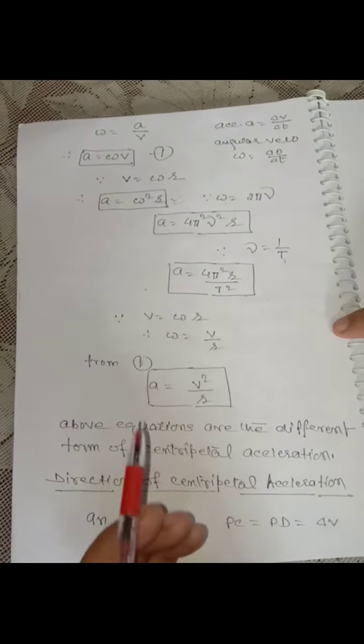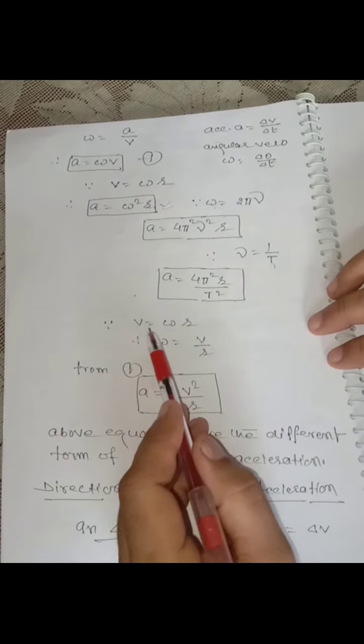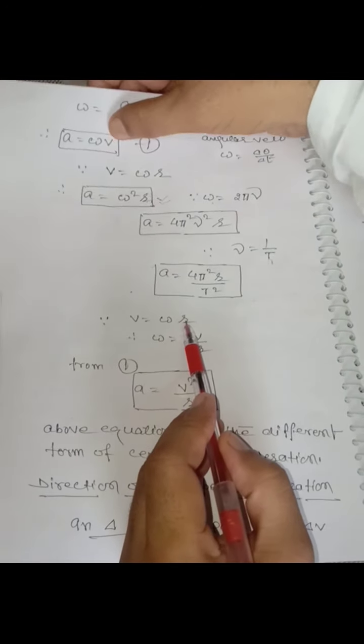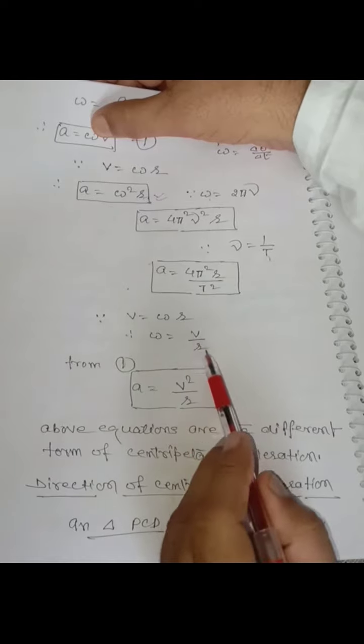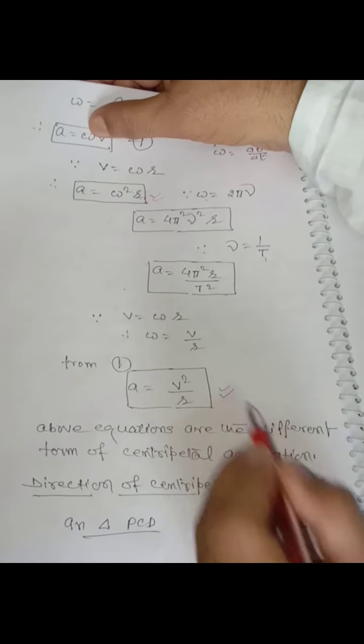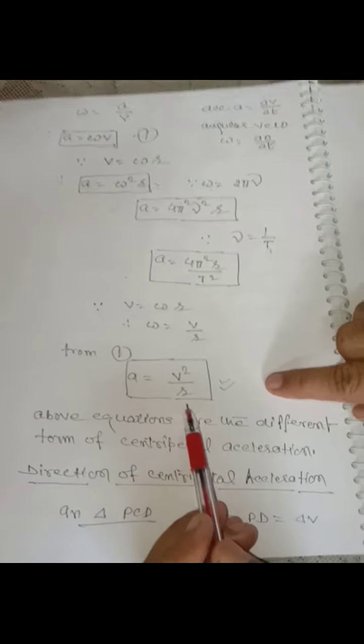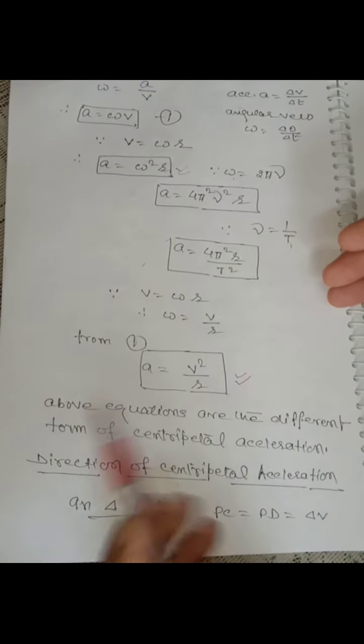Correct now? You will get another form from V is equal to omega r. See here, from the first equation, instead of omega, if we write V by r, then the centripetal acceleration becomes A is equal to V square upon r. So these are the different forms of centripetal acceleration in terms of different parameters.